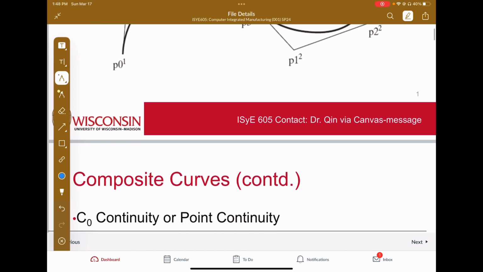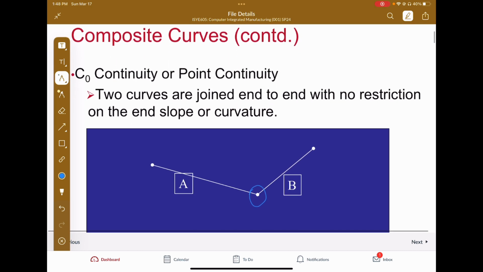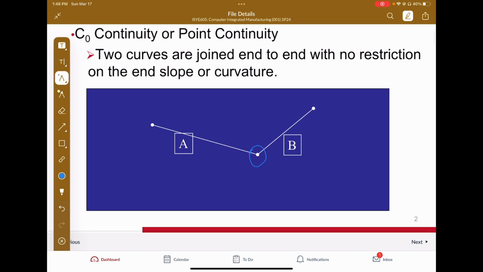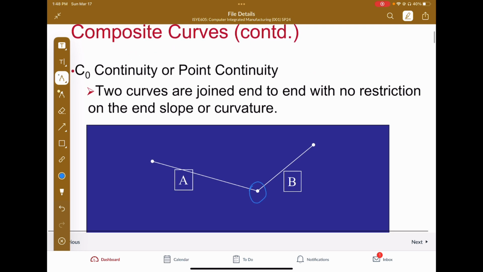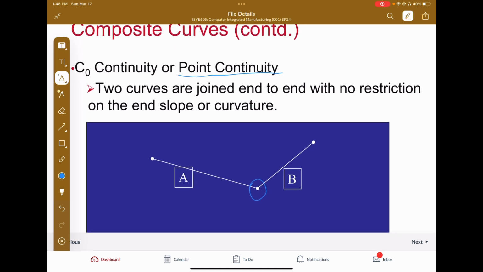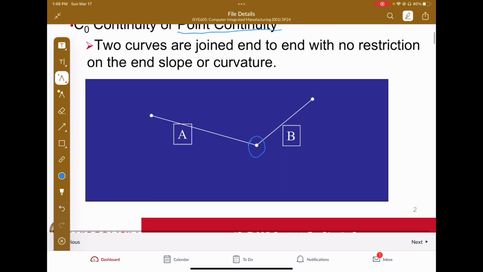In the curve sections, the first thing you need to know is continuity. Continuity tells you what type of curve it is, how smooth the curve is. First, we have C0, which is point continuity. This means the center point, the point that connects A and B, the intersection between line A and line B, is a joint. So the line A and line B go through this point. It's continuous from A to B, just a point.